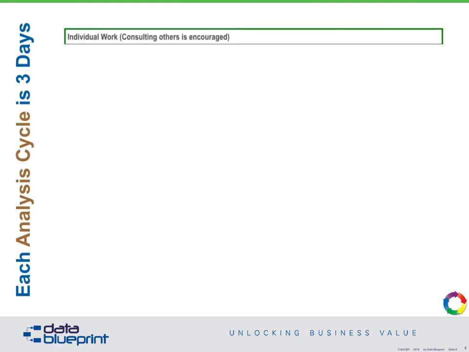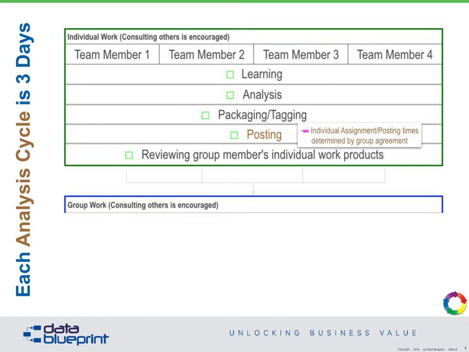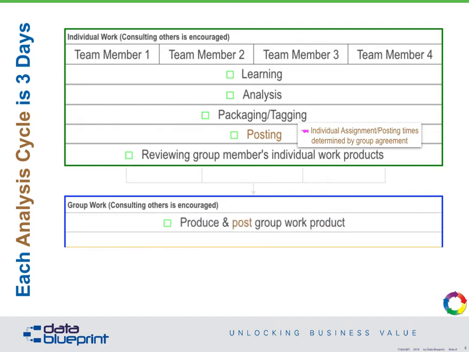I mentioned the cycle. Each cycle is 3 days. It's going to consist of individual work where everybody on the team will learn, analyze, package, tag, post, and review other group members' individual work products. Again, our deliverable here for individual deliverables will be agreed upon, but certainly no later than 7 p.m. on Wednesday. Then we move into some group work where, again, work with everybody else is consulted all the way throughout the course. The goal is to produce from your individual team member products a good work group product representing effective and efficient information transfer to the other groups, and then to post that product.